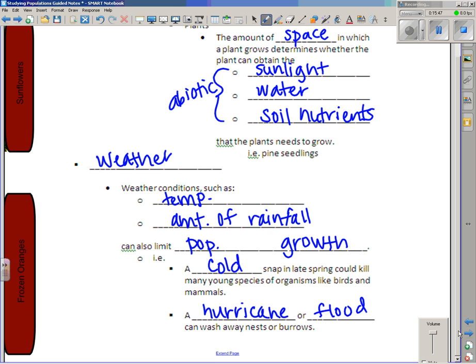Okay, so that's the conclusion of our notes for the second half, talking about limiting factors and how the populations can increase and decrease. If you need to rewind any part of this, go ahead and feel free to do so. Thank you for listening.